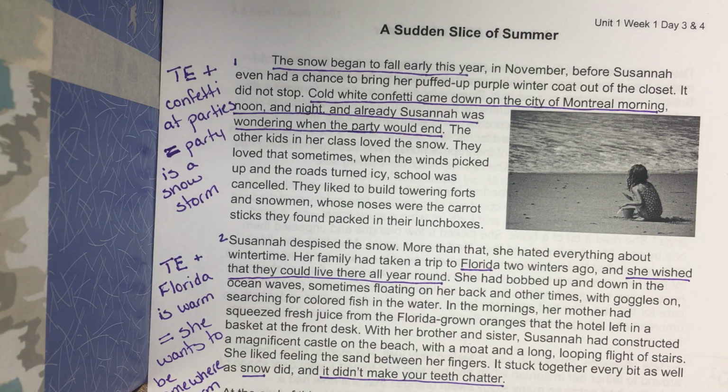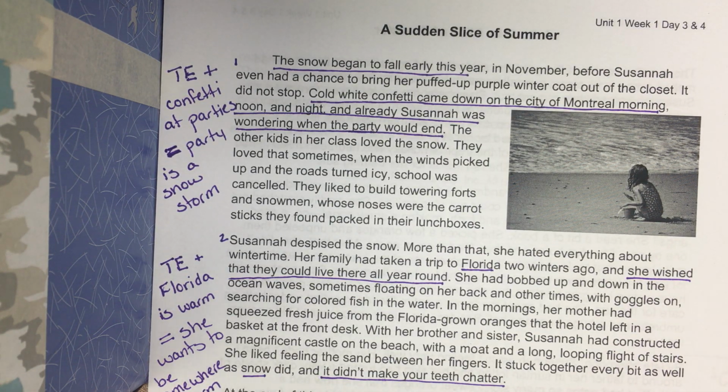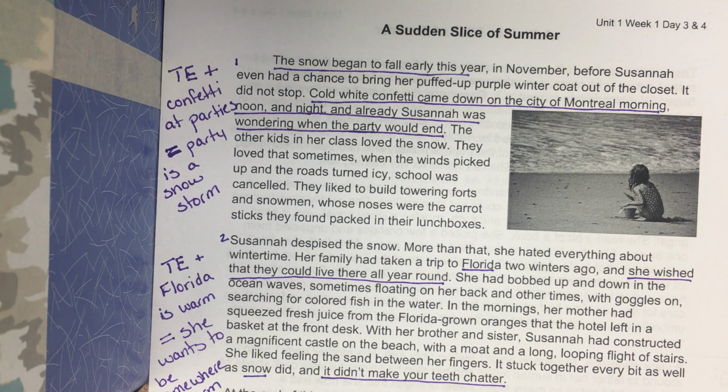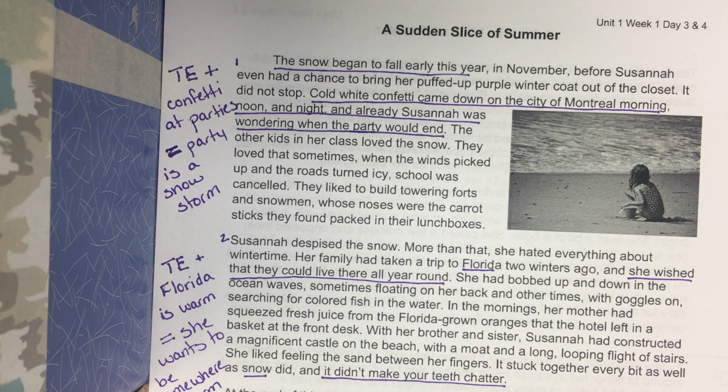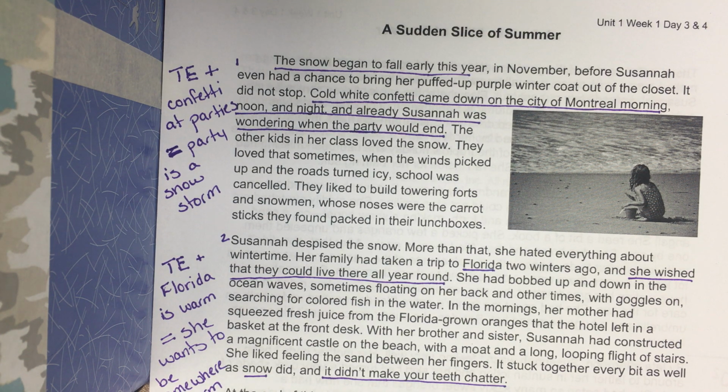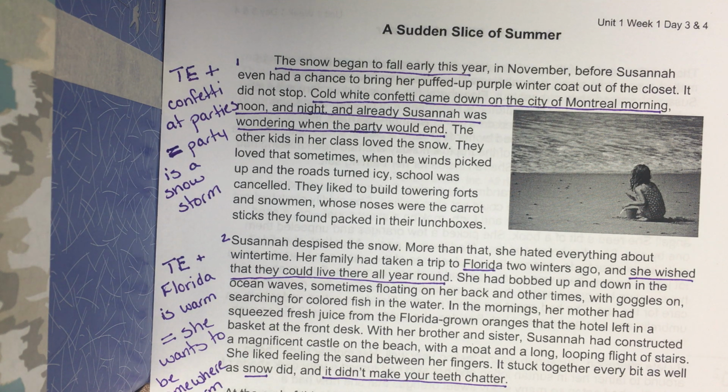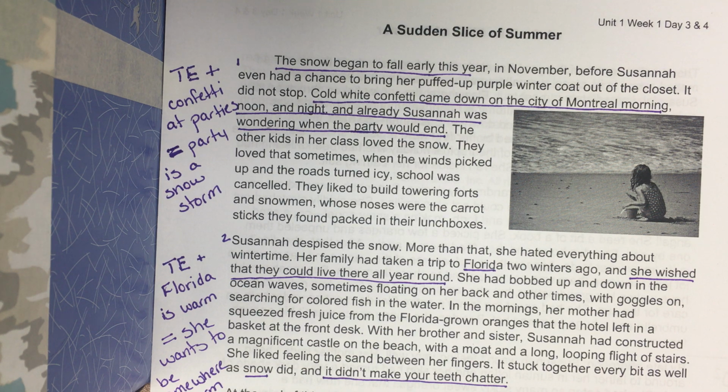Welcome back, scholars. Today we're going to finish up part 2 of our story, A Sudden Slice of Summer. Yesterday we used this story to help us make inferences. Remember, an inference is when you take what you read plus what you know to make a great guess about the text. As we read our story yesterday, we learned about our main character, Susanna. And Susanna really does not like cold, snowy Montreal, Canada.